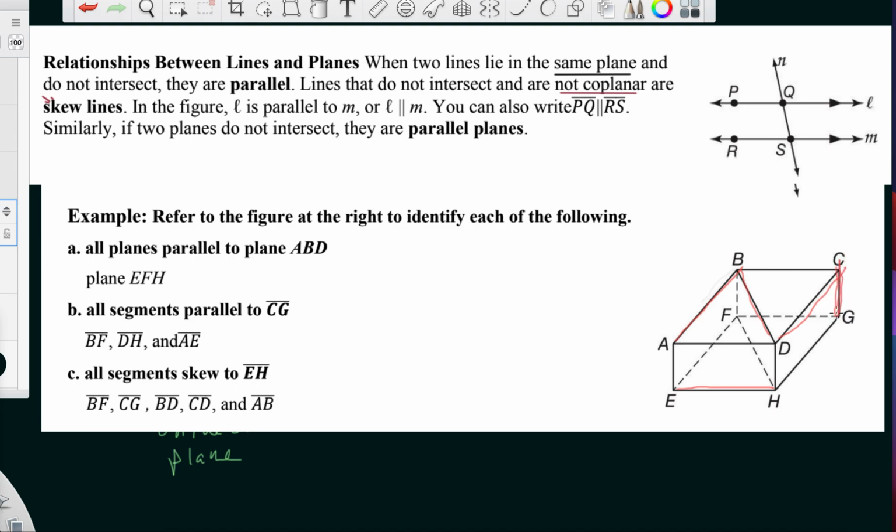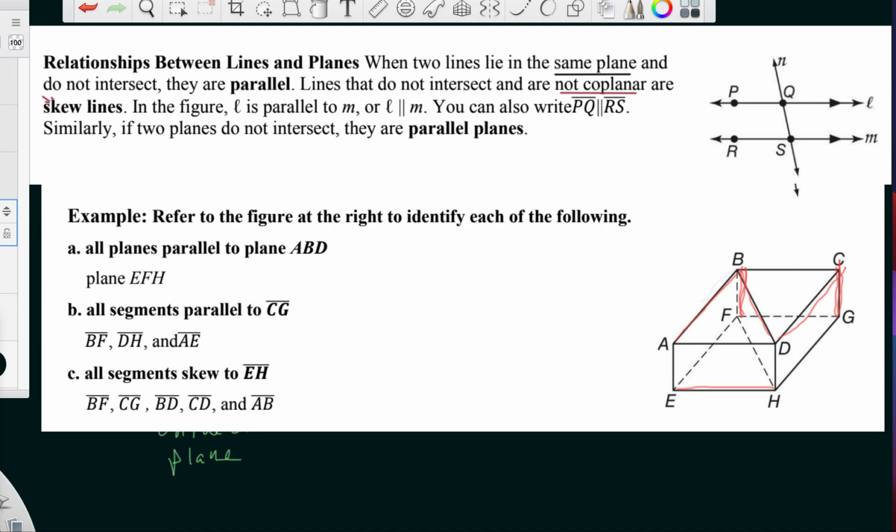It's pointing in a different direction. It doesn't intersect. It's not on the same plane. It's not parallel. And then I would guess this back corner here that points up and down like that. So B and F, yeah. C and G, yeah. B, D, and A, B. We got them all. All right, so we'll move on.